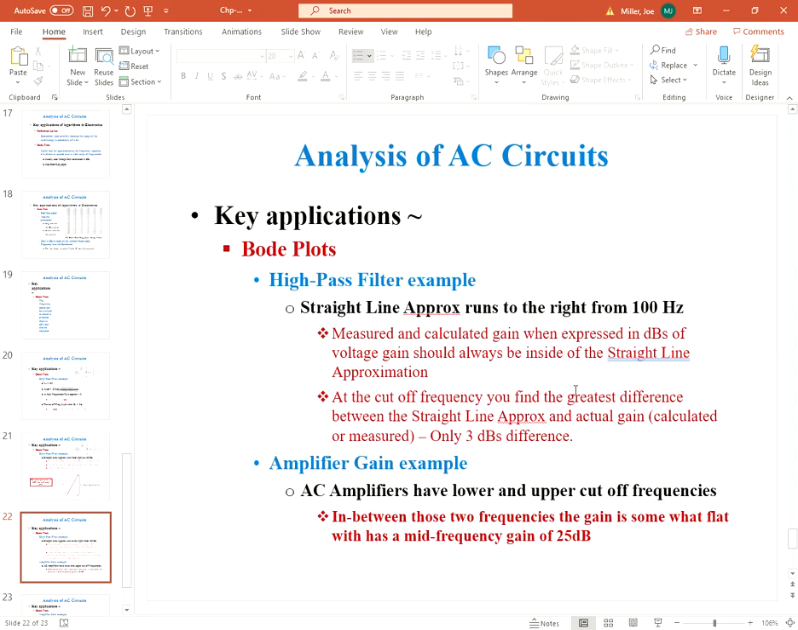At the cutoff frequency, you'll find the greatest difference between the straight line approximation and the actual gain calculated or measured. And that difference is, like I already said, 3 dB lower.